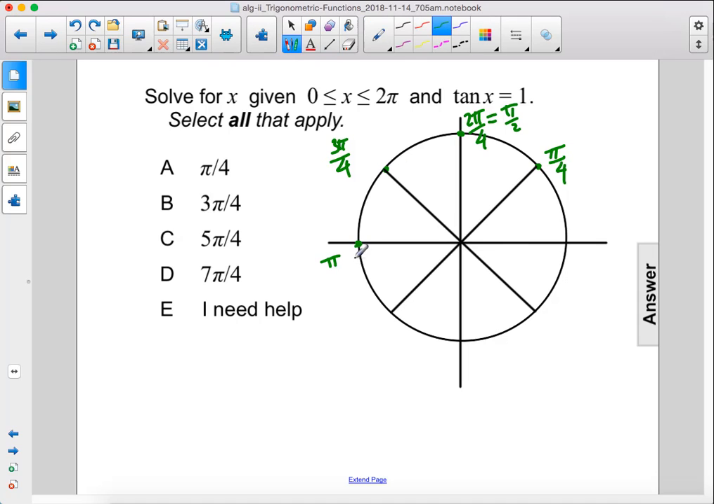Alright, so then this point is 4 pi over 4. This point is 5 pi over 4. This point is 6 pi over 4, which also simplifies to 3 pi over 2. And this point is 7 pi over 4. And this point is 8 pi over 4, which is 2 pi. Now we've actually broken this circle up into 8 wedges.